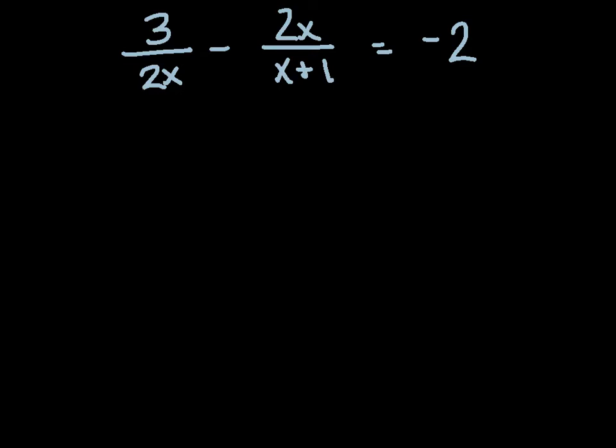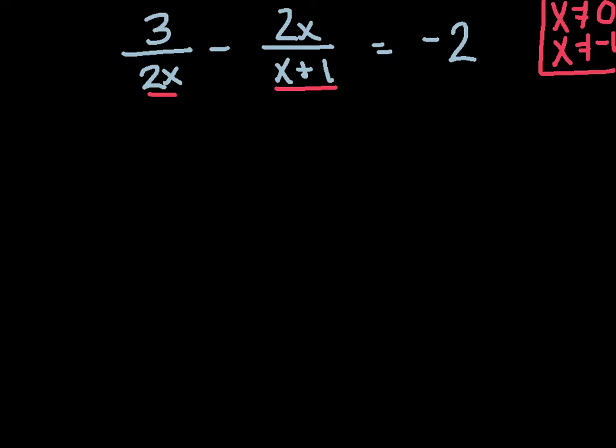But first of all, identify your restrictions. I'm going to look at the denominators. There are two things x cannot be. X is not allowed to be 0 because of the first denominator, and x is not allowed to be -1 because of the second denominator right there. We're just going to put those on our paper, and if we end up getting 0 or -1 as a solution, it's going to be an instant rejection because of those restrictions on the domain.